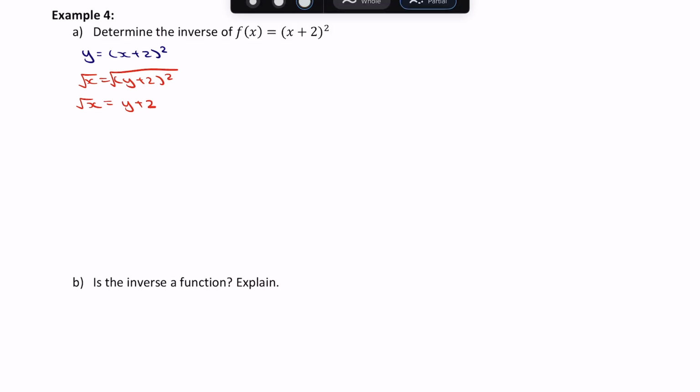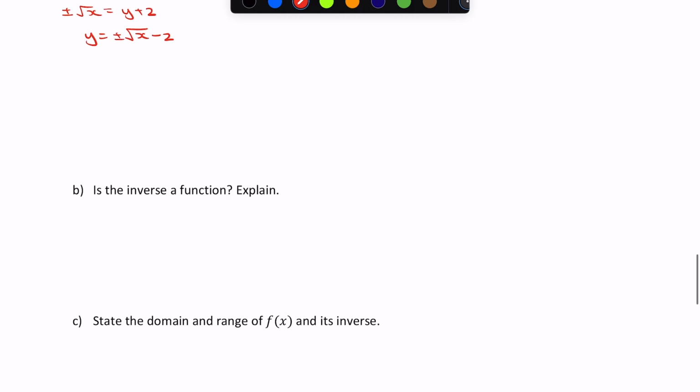So here, because we square root both sides, again, when we're solving for something, we have to consider the plus or minus. And so here, y is equal to plus or minus square root x, minus 2. So here is the inverse of the function.